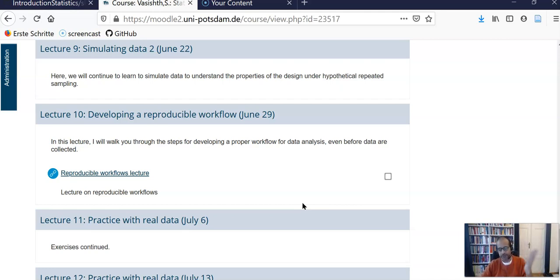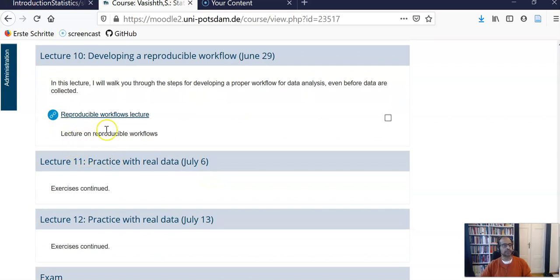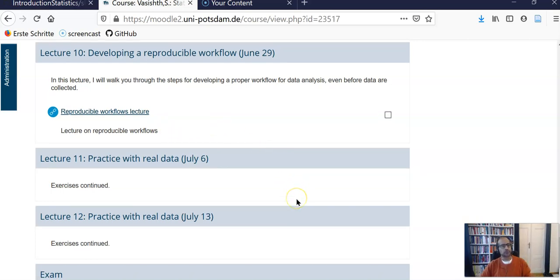Of course, you have to do thinking at all stages, but the planned analysis can be thought out using simulated data before you actually analyze any real data. So that's a reproducible workflow lecture that I will give. I gave this lecture at the Max Planck Institute in Leipzig some months ago, and so I'm going to reuse that material to spell out this story for you.